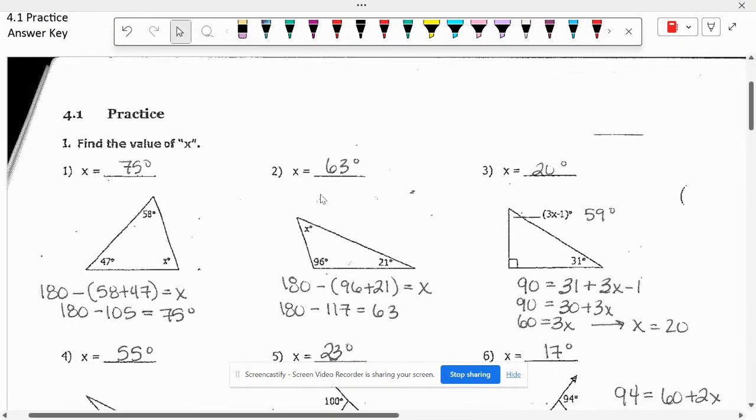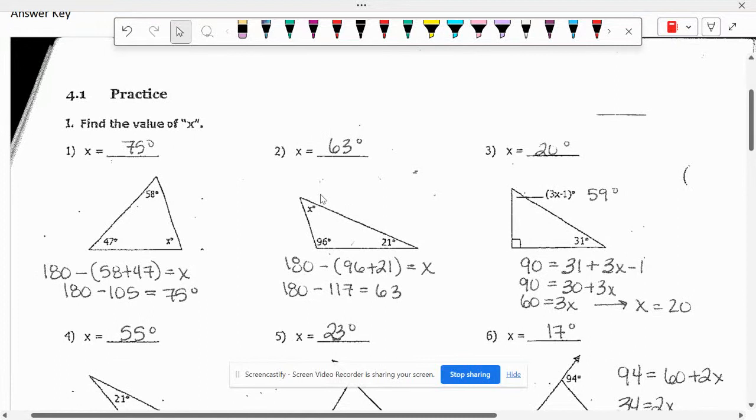So this is your 4.1 practice. I'm hoping that you're using this video where it says check your homework. So number one, we're just using the triangle sum theorem.